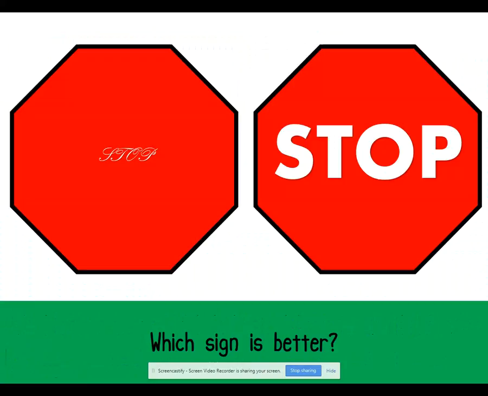Take a look at these two signs. Graphic designers designed both of them. Which one do you think is better? The one on the left has very small letters with lots of curlicues, and it might look pretty, but it's very hard to read from far away. The one on the right has big, bold letters that are easy to read. So the one on the right has a better graphic design.